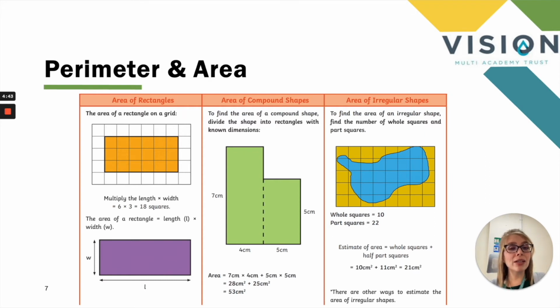Now looking at areas of irregular shapes, for example, this is a problem that we might see where it's finding the area of the land or the area of the lake. We need to find the number of whole and part squares.